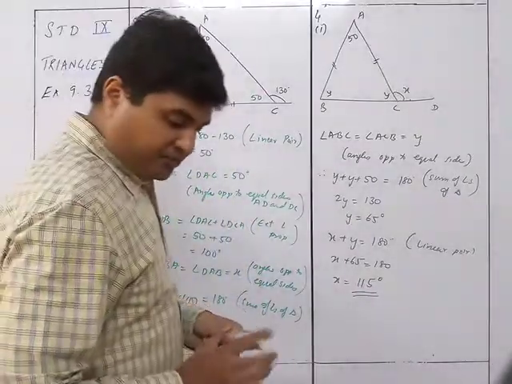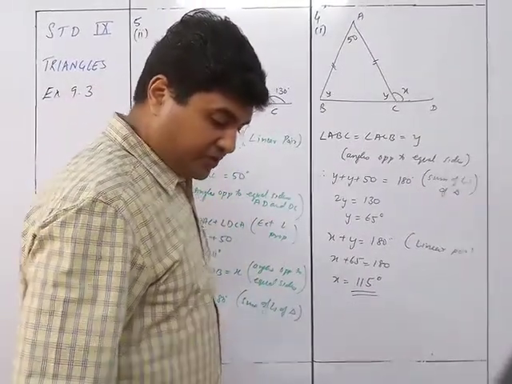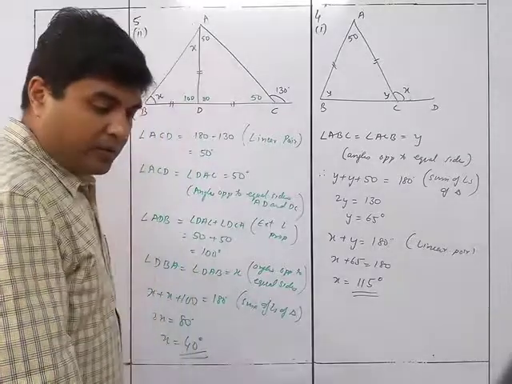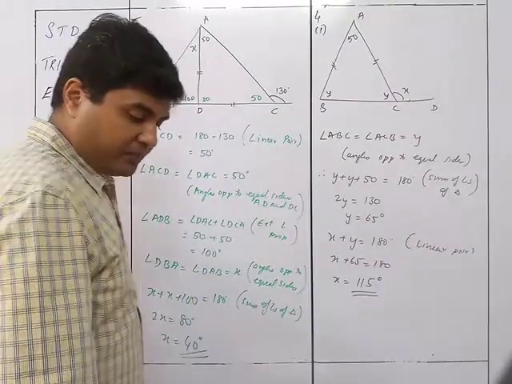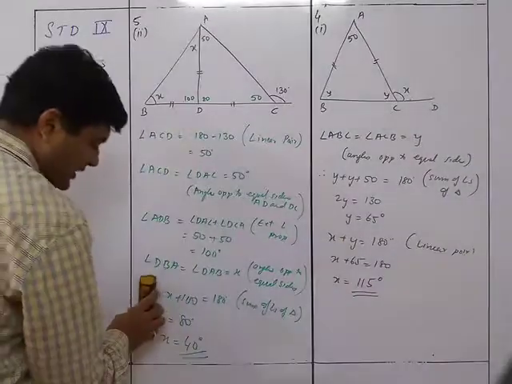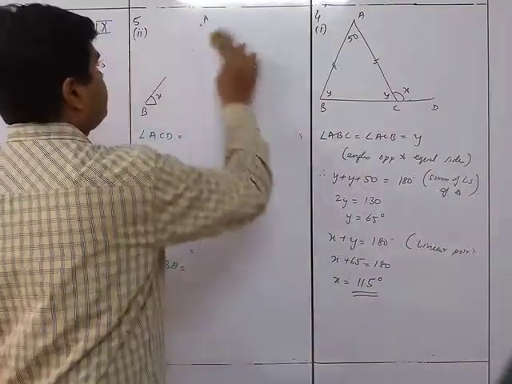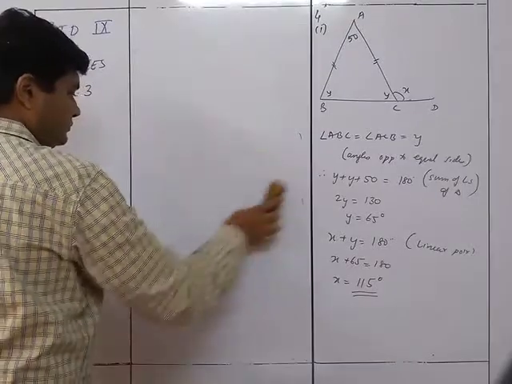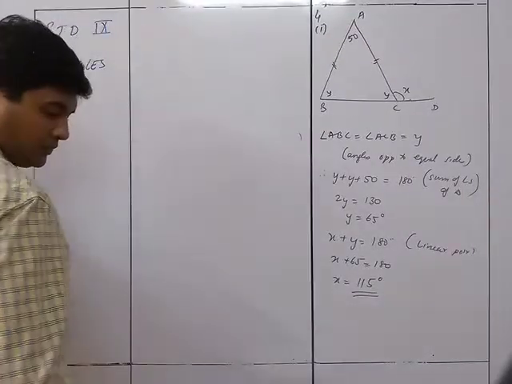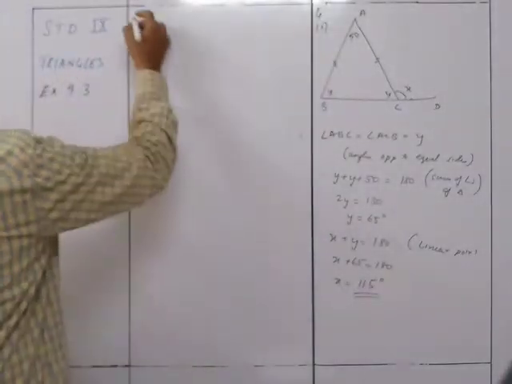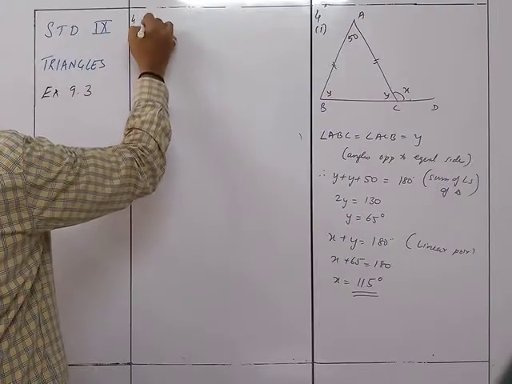That's the first sum of number four. We are going to do now the third sum of number four.